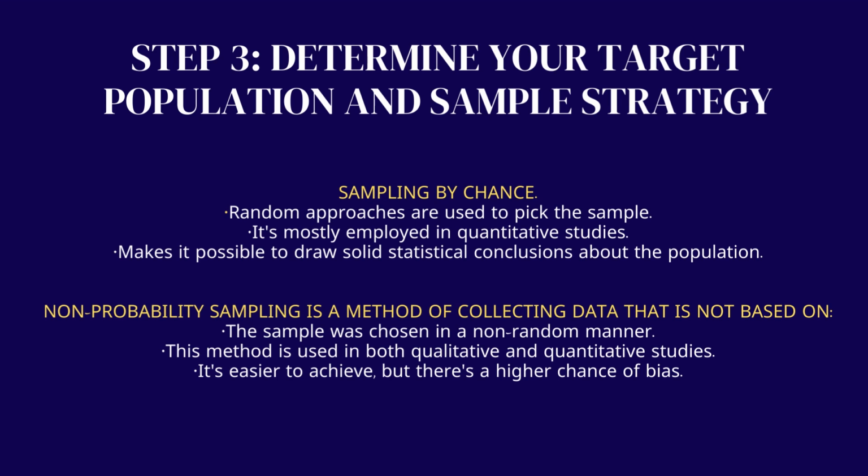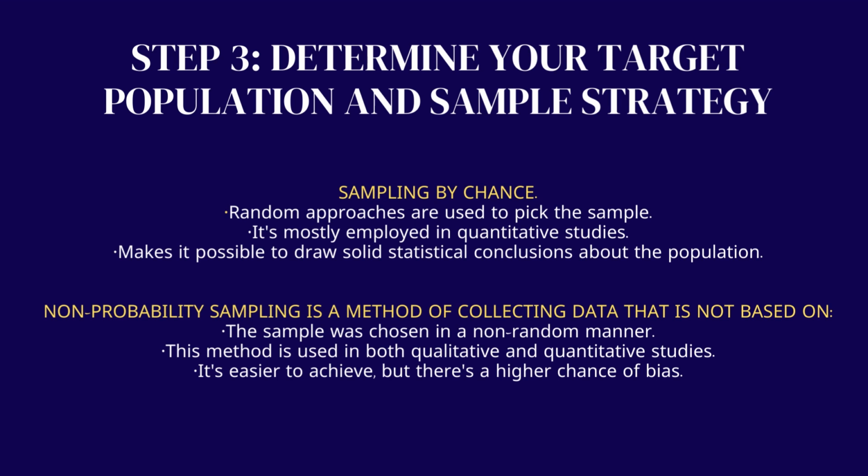Methods of sampling. Even with a narrowly defined population, collecting data from every individual is rare. Instead, you'll gather information from a sample. There are two basic methods for selecting a sample: probability sampling and non-probability sampling. The sampling method you select has an impact on how confidently you can generalize your findings to the entire population. Some quick pointers about each of them. Probability sampling. Random approaches are used to pick the sample. It's mostly employed in quantitative studies. Makes it possible to draw solid statistical conclusions about the population.